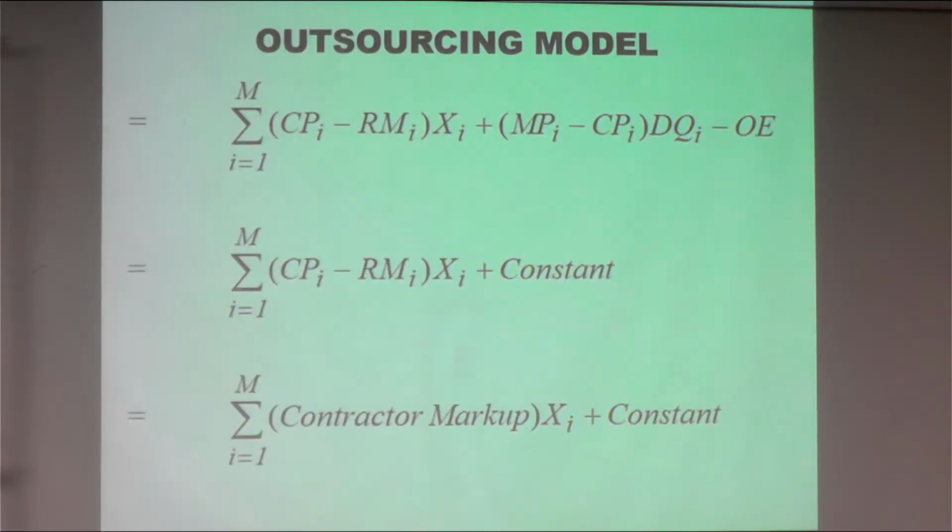Now look here. If I take xi common, CPI minus RMI. And this is MPI minus CPI. Now look here. What is MPI? Market price of I, selling price, constant. What is CPI? Contractor price of product I, constant. DQI, demand quantity, constant. Now the whole thing with summation of this is a constant. Operating expense is a constant. Now you separate all these as constants. Only variable is the xi term. This one remains.